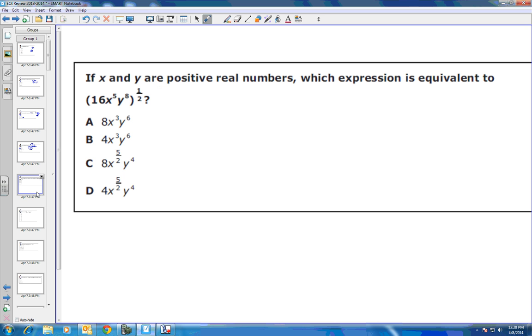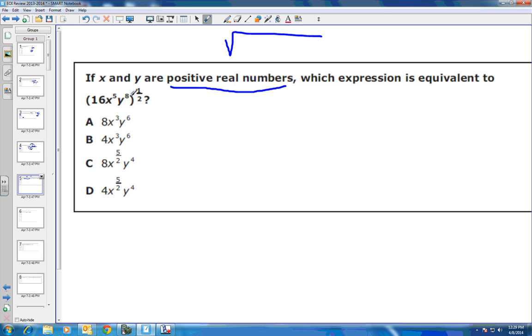Next one. If x and y are positive real numbers, which expression is equivalent to, and it gives us our problem. Now, the only reason they had to put this part in, positive real numbers, I have something to the 1/2 power, which is the same thing as square root. Can I have negatives inside the square root? So that's why they said that. It doesn't affect the problem. It's not going to change anything you do. That's just why they had to say that.